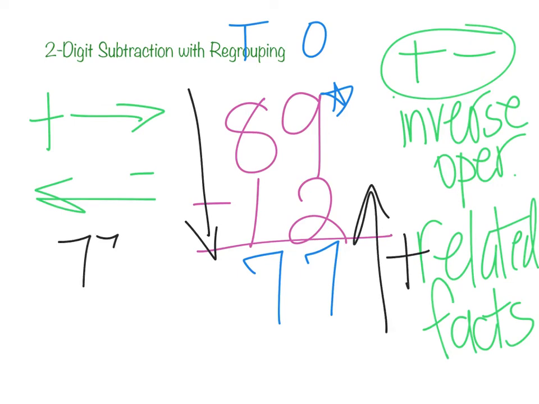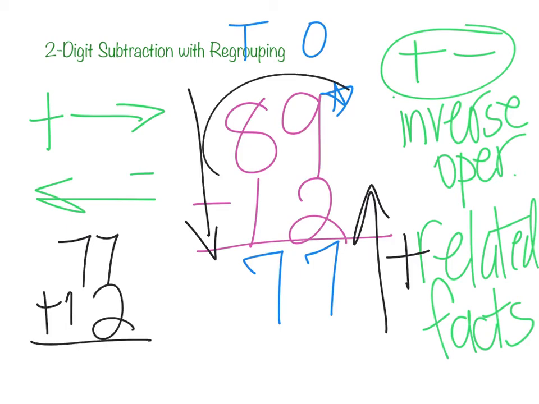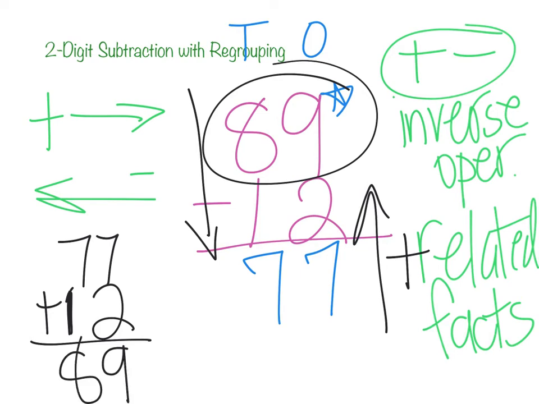So let's add 77 plus the 12, and it has to give me 89 if I did it correctly. So let's add our 1s. 7 and 2, excellent, 9. Add the 10s, 7 and 1, 8. Does it match? Sure does, excellent. Let's try another one.